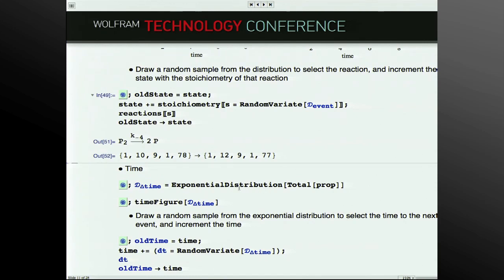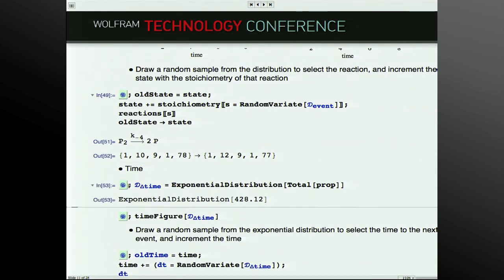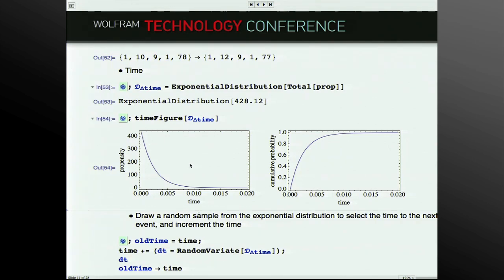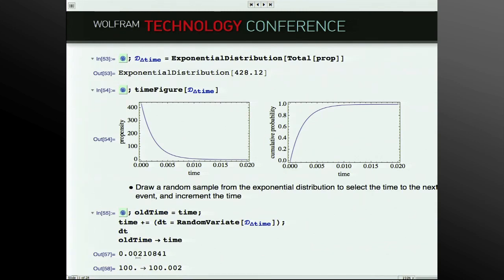Then we use the exponential distribution to get the probability function that we're going to use to draw the time step, and we can draw a time step. And here's the exponential distribution, its cumulant, and drawing the time step here says that I need to wait 0.02 of a second until I repeat the process, and so the time then increments from 100 to 100.002. So that's an individual step in the stochastic process.